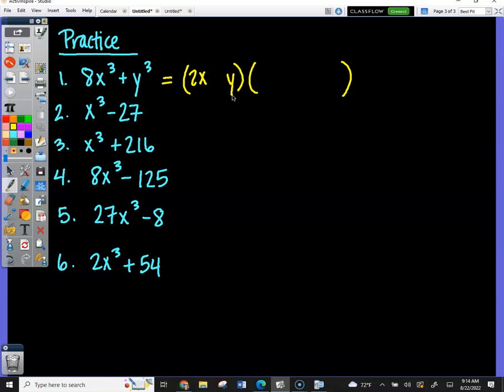Now the binomial is going to generate the trinomial. You're going to square those terms completely. 2x times 2x is 4x squared. Y times y is y squared. You get the middle term by multiplying these 2 together. So 2xy.